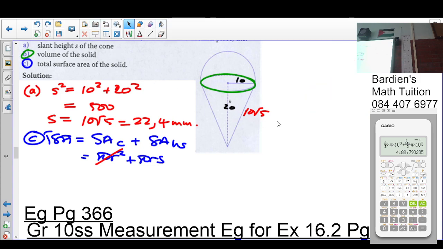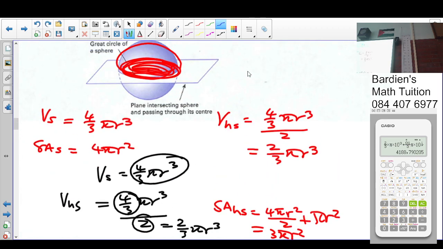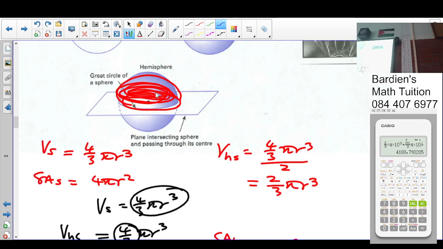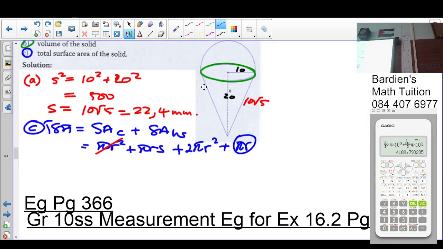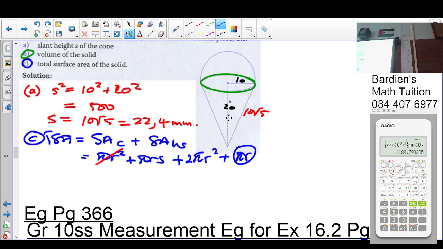How do you calculate the surface area of a hemisphere? 3 pi r squared. But remember, that's going to be 2 pi r squared plus pi r squared. Where does this pi r squared come from? It comes from the base circle, when I explained that part. Now, with that shape being constructed, is this pi r squared exposed? No. So that is also omitted.